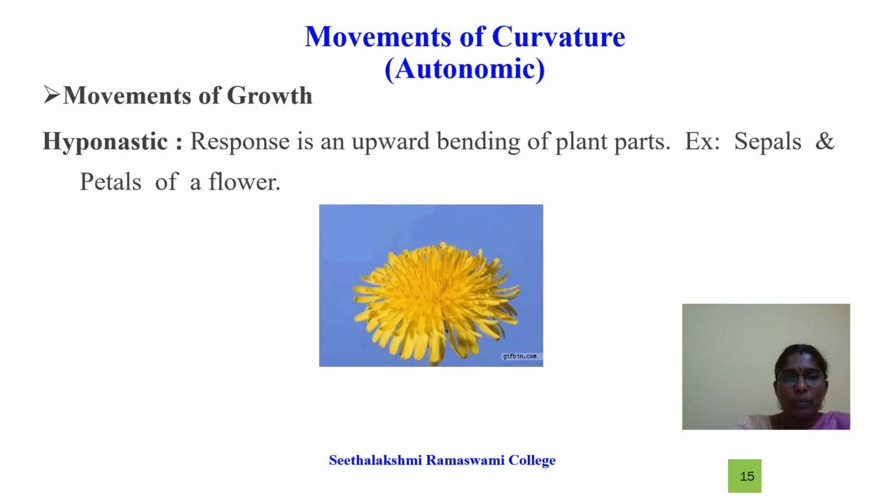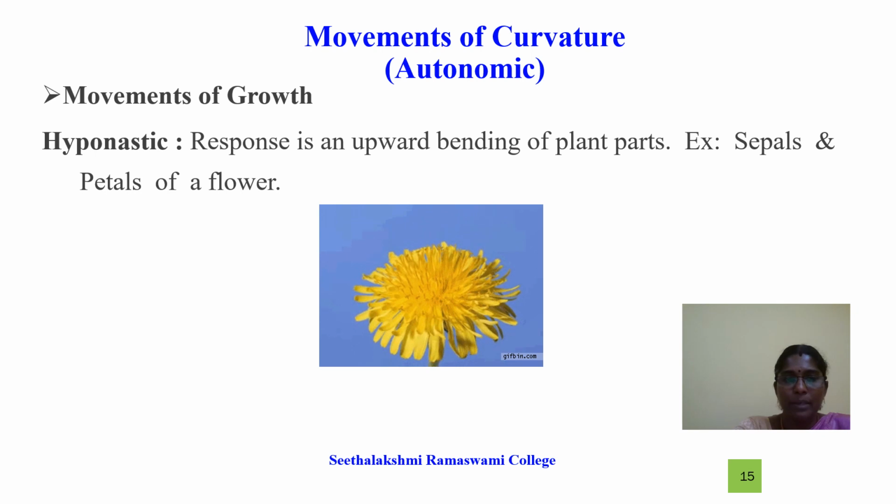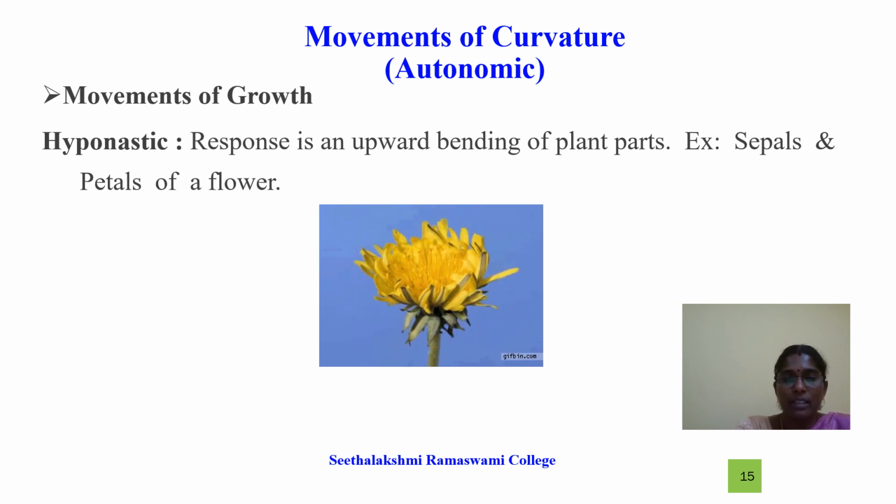The autonomic movements of growth occur in bifacial organs like sepals, petals, and young leaves. Due to these, differential growth occurs on one side of the organ. At that time, the overgrowth occurs in the lower side of the flowers. The flower will close. This response is called hyponastic movement.